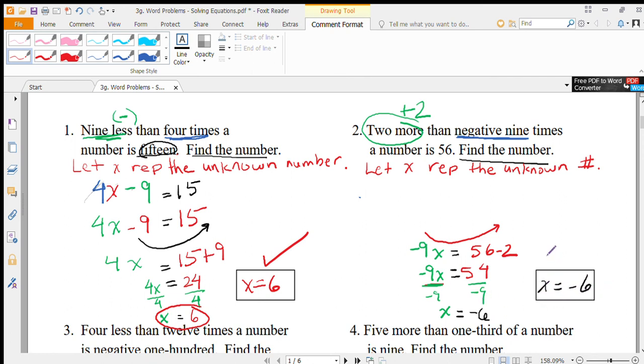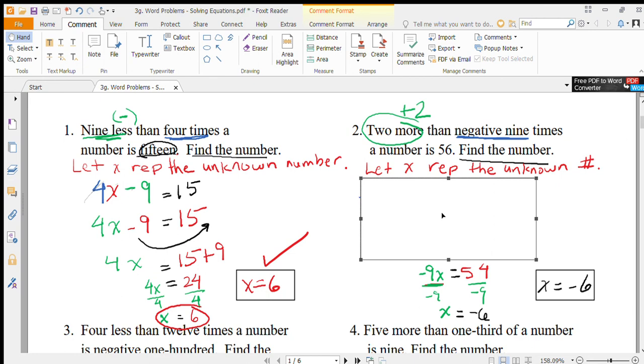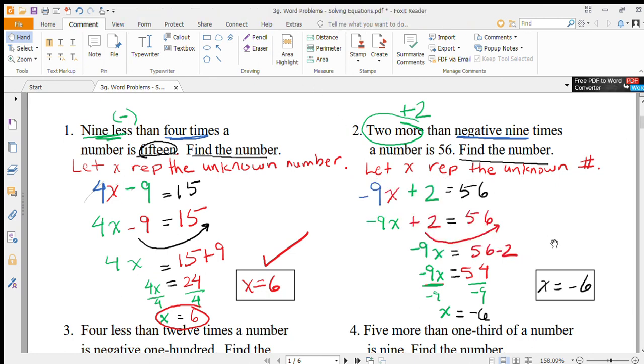Again, let's check our answer. So I'm going to just get rid of this box that was there. Delete. So negative 6 times negative 9 is 54. 54 plus 2 is 56. Yay, it is also correct.